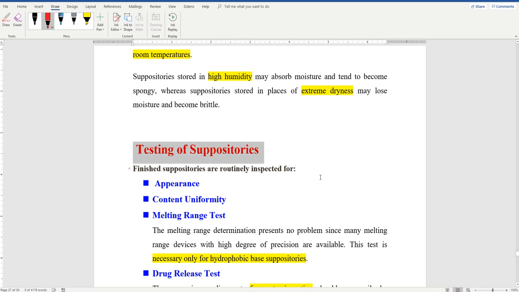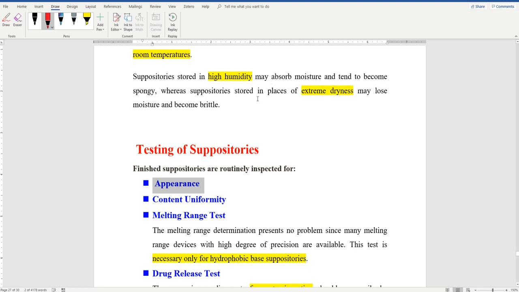Now testing suppositories. Okay, let's say you have prepared suppositories. What tests apply to suppositories? First, you have to inspect them visually. You have to see them. Is there any crack? Are there, for example, some spots in the suppositories, etc.? So you have to visually do the inspection to make sure that their appearance is normal or as required.